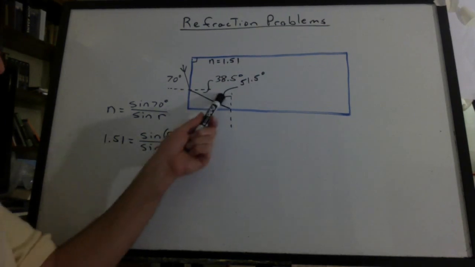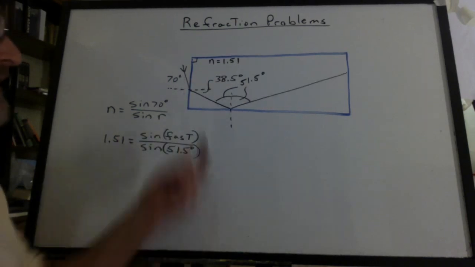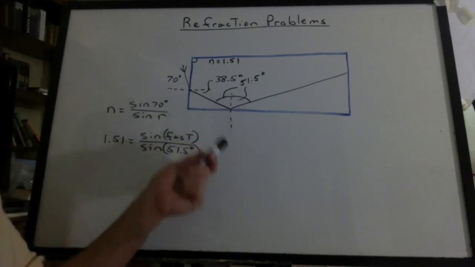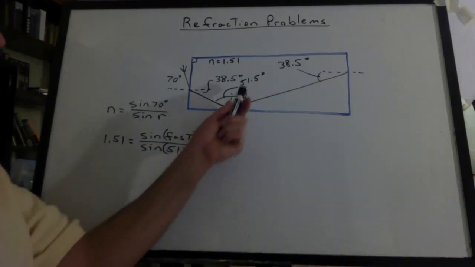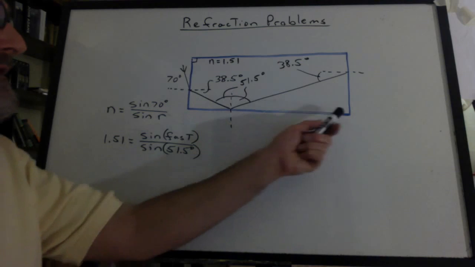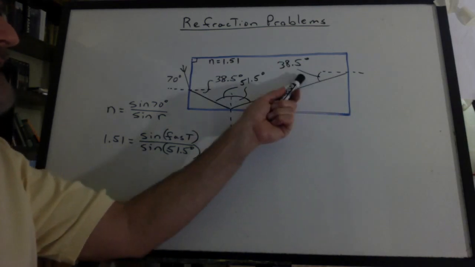Of course, that's beyond the critical angle. When it reflects, these angles are equal. Now we can go find out what's happening over here. Well, we've got the same angles over here, 90 degrees. We're going to have 38.5 over here.